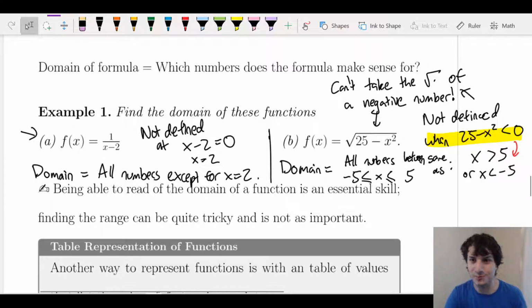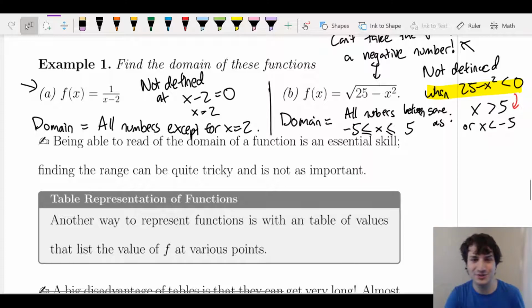Okay, here's another bullet point. A lot of people say, okay, but what about the range? Finding the range turns out is not as important. So don't get too hung up on finding the range. Finding the domain is very, very important because you need to know what you can plug in. Usually you don't need to find the range, and we'll maybe do a couple examples later in the course where we do, but not a ton. Okay, that's the domain of a formula.